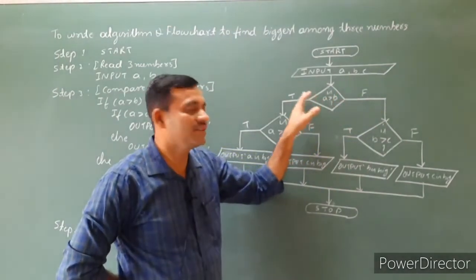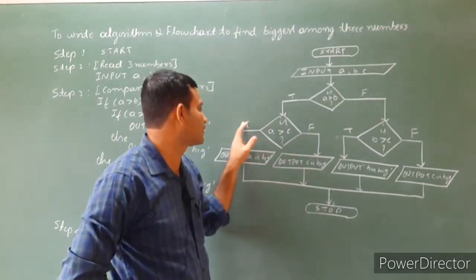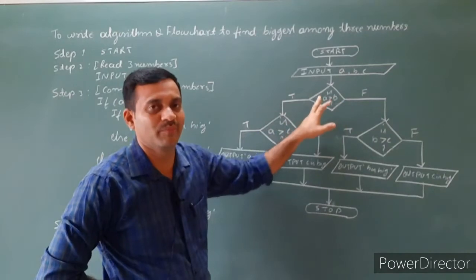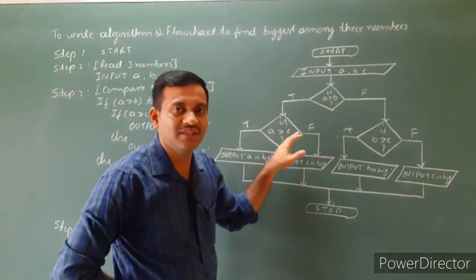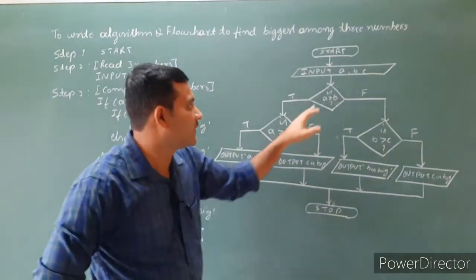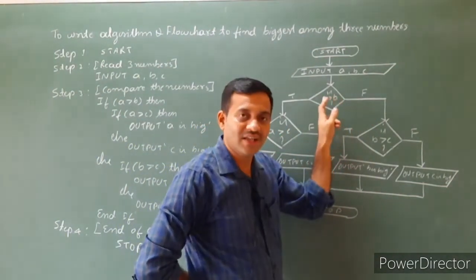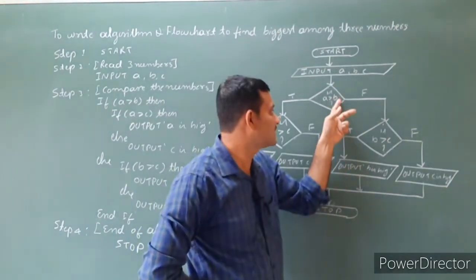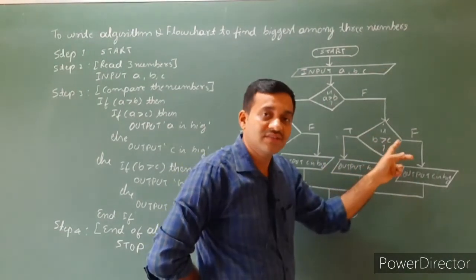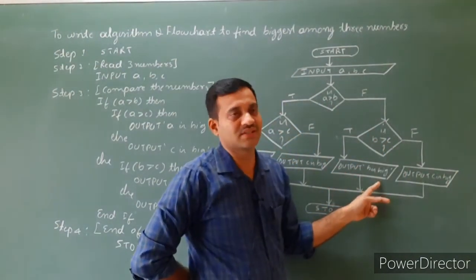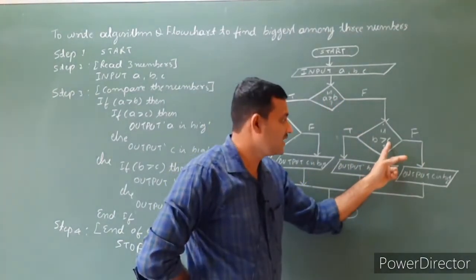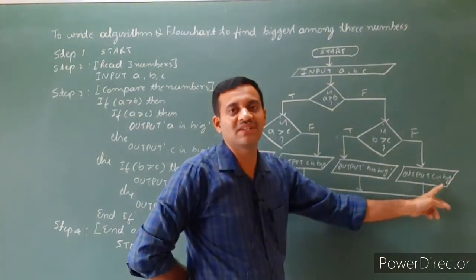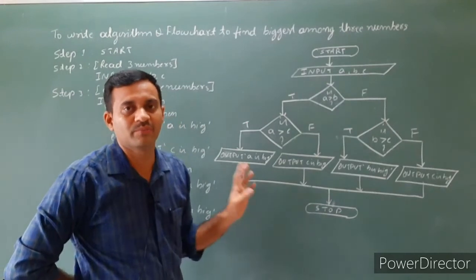If A greater than B is true and A greater than C is true, A is the biggest. If A greater than B is true, A is bigger than B, but A is less than C, then C is the biggest. If A greater than B is false, that is, B is greater than A, and B is greater than C, then B is the biggest. If B is greater than A and C is greater than B, then output C is the biggest. Finally, we close the algorithm.